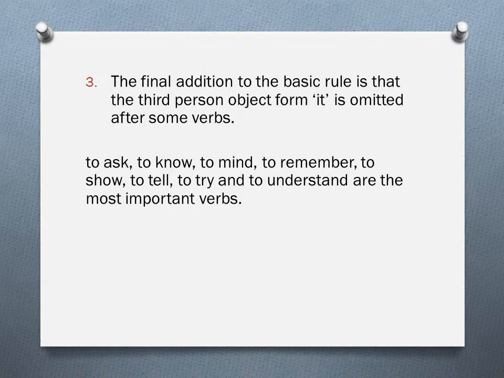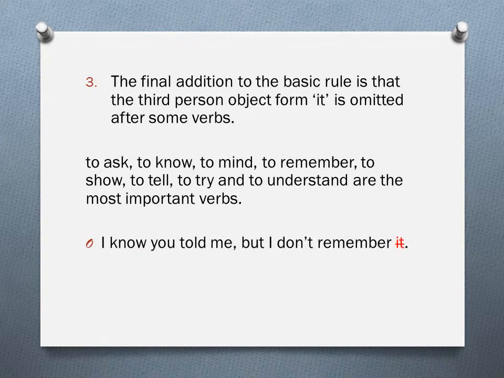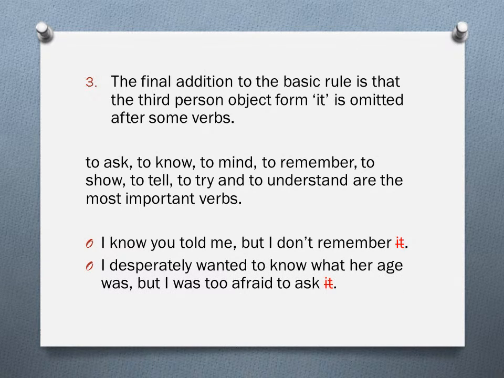The final addition to the basic rule is that the third person object form it is omitted, left out, after some verbs. The most important verbs are to ask, to know, to mind, to remember, to show, to tell, to try and to understand. In the sentence, "I know you told me, but I don't remember," we leave out it because it follows the verb remember. In the sentence, "I desperately wanted to know what her age was, but I was too afraid to ask it," we leave out it because it follows the verb to ask.